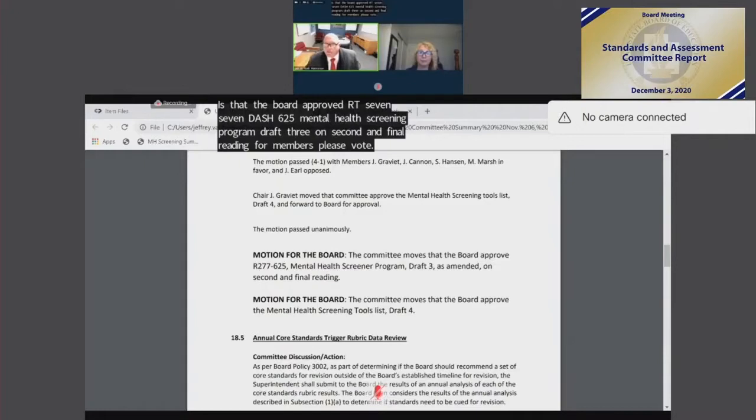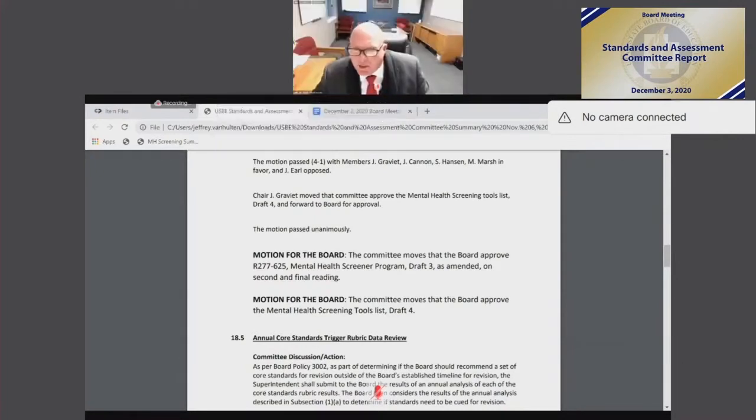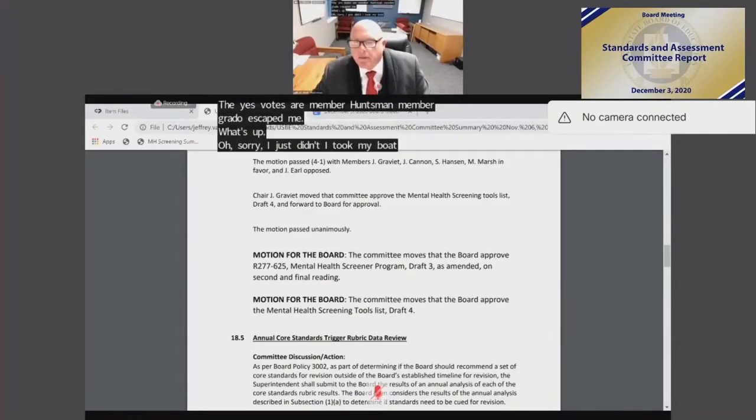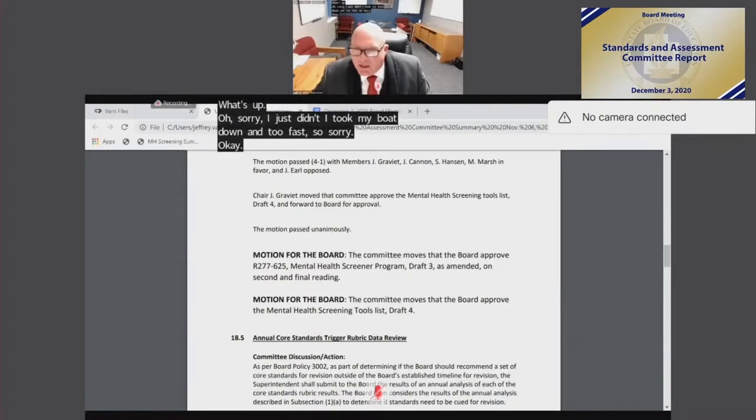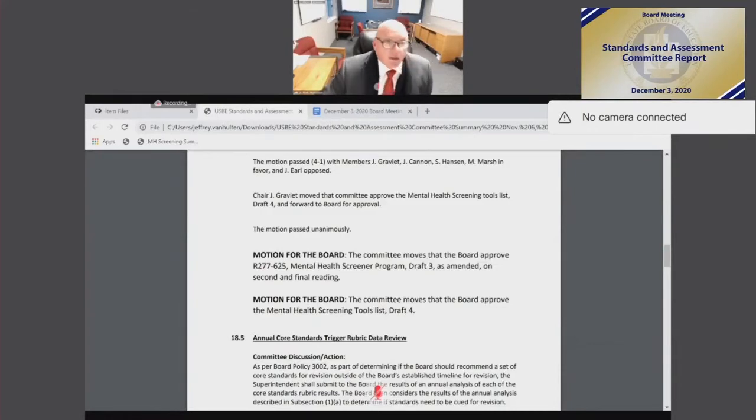The yes votes are Member Huntsman, Member Gravitt. You skipped me. Oh, sorry, I took my vote down too fast. So sorry. Okay. The yes votes are Member Huntsman, Member Gravitt, Member Lear, Member Hanson, Member Thorpe, Member Belknap, Vice Chair Cummins, Member Cannon, Member Davis, Member Newell, Member Haynes, Member Marsh. And the no votes are Member Bolter, Member Nielsen, Member Earl. So the motion passes. Please continue. Did you get that, Lorraine? Yes, I did. Okay, thank you.